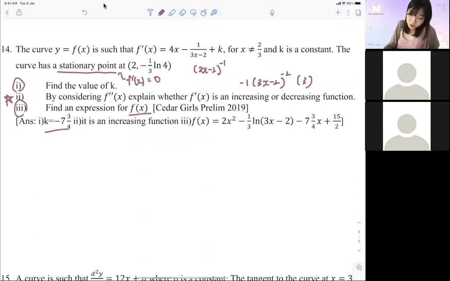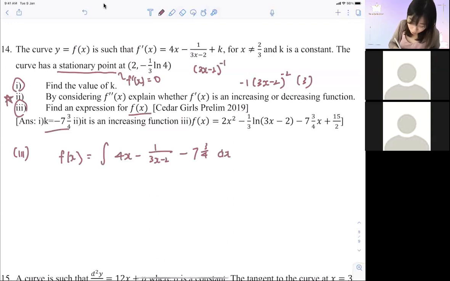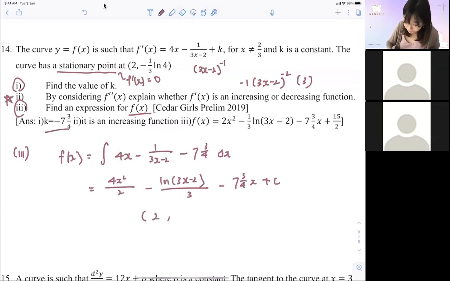Wait, are you differentiating or integrating? You're integrating, right? For part 3, not differentiate, it's integrate, right? So be careful, integrate. When you integrate, the power increases by 1, over the new power. This becomes ln, then plus C, okay, and you must substitute your point.